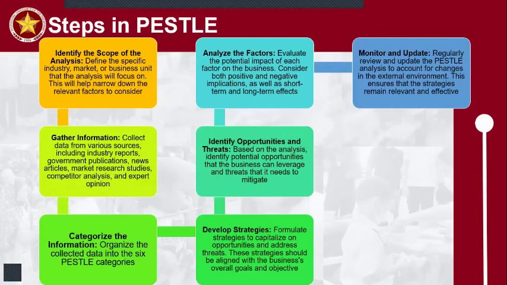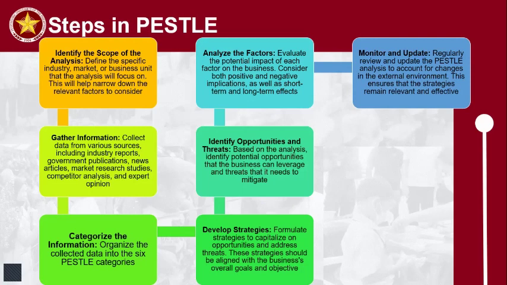Let's now continue with the steps. First, identify the scope of the analysis. Define the specific industry, market, or business or institution that the analysis will focus on. This will help narrow down the relevant factors to consider. Then we have the gathering of information, collect data from various sources, including industry reports, government publications, news articles, market research studies, competitor analysis, and expert opinion. So yes, we get information through those readily reliable sources.